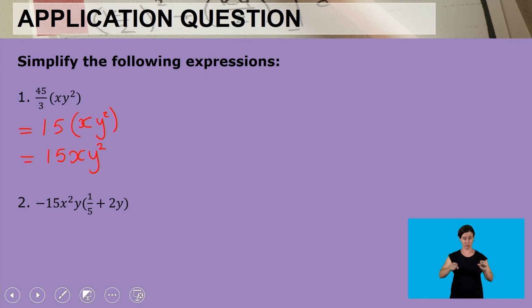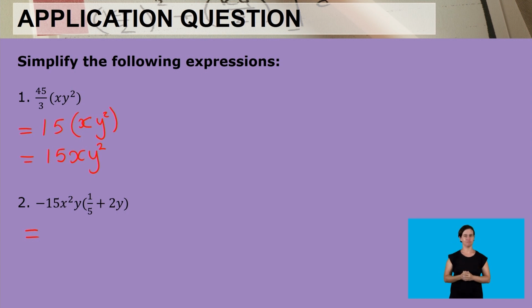Let's look at the next expression. Now, the next expression is a binomial, which is being multiplied by a monomial. So we have there a negative 15x squared y, and this is being multiplied by 1/5 plus 2y. How are we going to multiply this? Remember, when we are multiplying a monomial with a binomial, we need to make sure that each term in the binomial multiplies with that monomial. So let's go ahead and multiply.